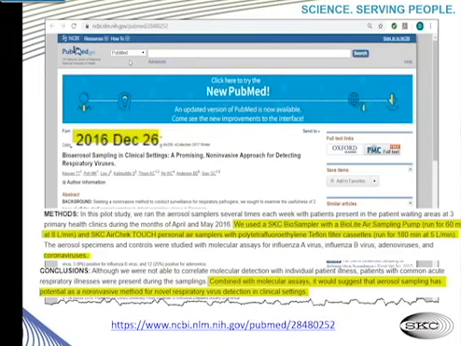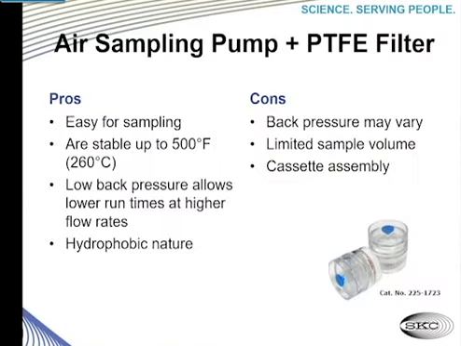This is a paper from the National University of Singapore, NIOSH, and Duke University Medical School. The paper is titled Aerosol Sampling in Clinical Settings, a promising non-invasive approach for detecting respiratory viruses. In their conclusions, which are highlighted here, they stated that this type of sampler has potential as a non-invasive method for novel respiratory virus detection in clinical settings. And that's the link where you can access the whole paper.